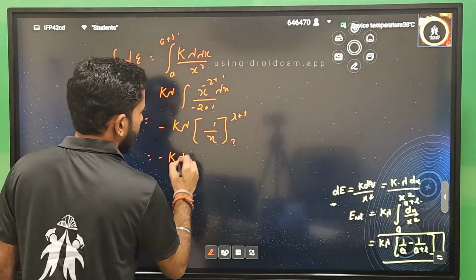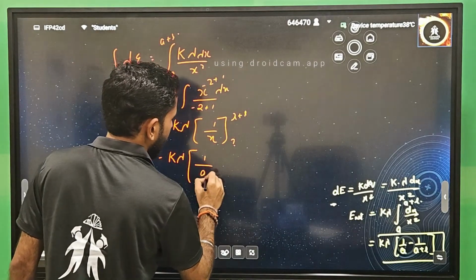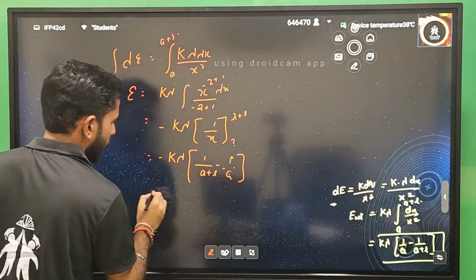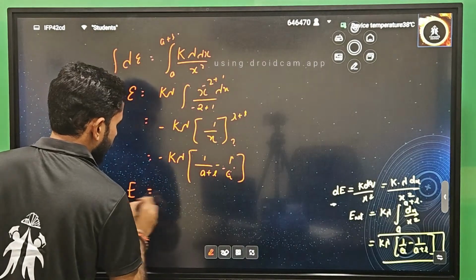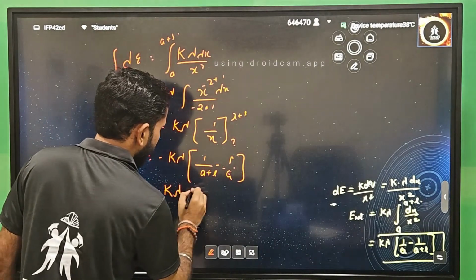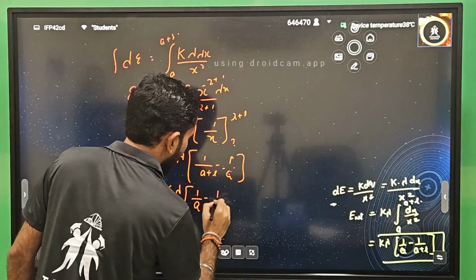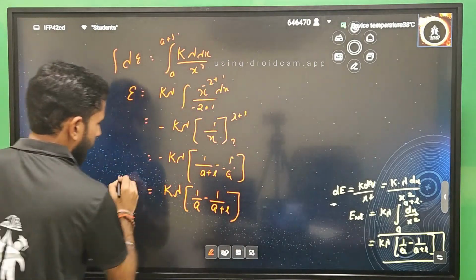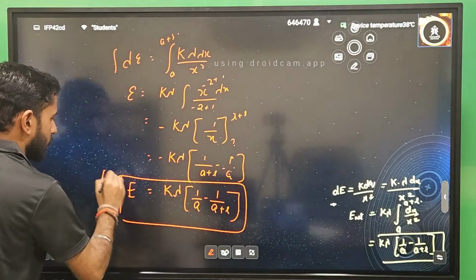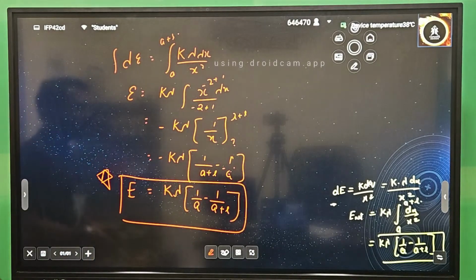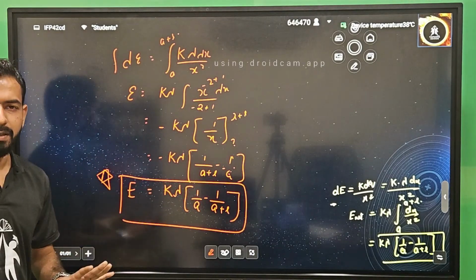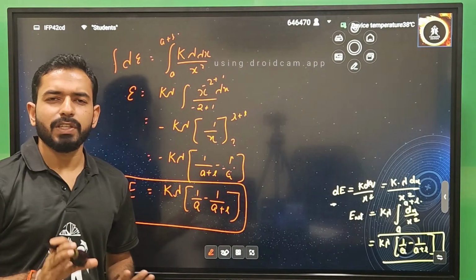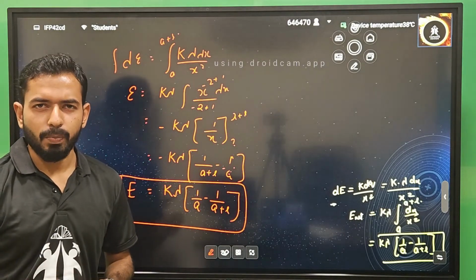Now minus k lambda, just put the limits, 1 by a plus l minus 1 by a, but there is a negative sign, so we are going to take that negative sign inside. So you can say k lambda into 1 by a minus 1 by a plus l. This will be your final result. After that, integration is very simple. Just patiently try to do it by yourself. Try it 2 times, 3 times. Eventually, you will be getting your results. There is no problem in it.